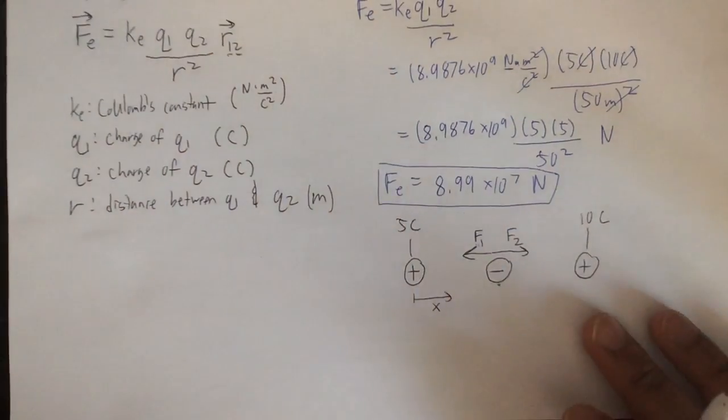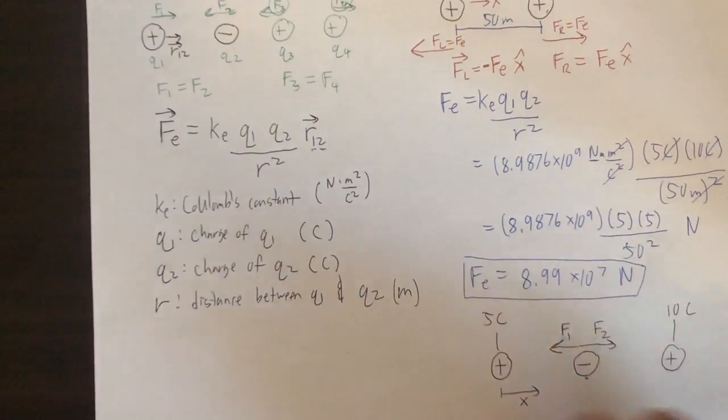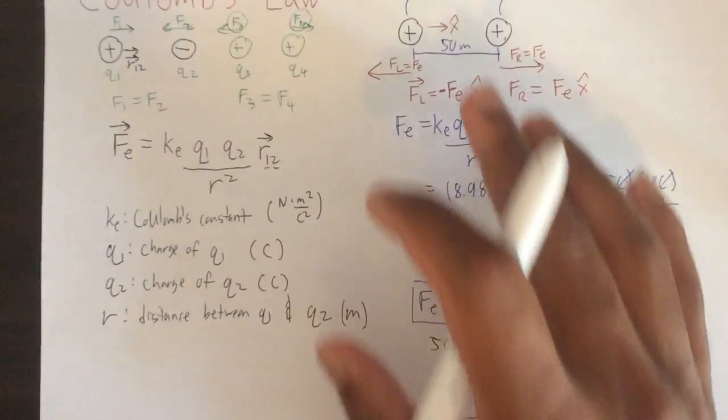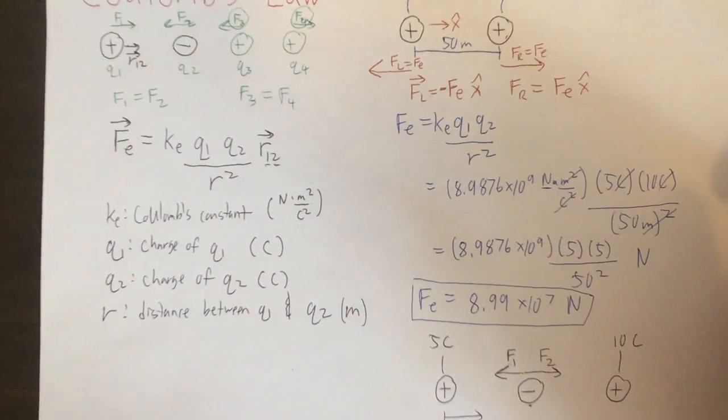Just to review what we did, we talked about Coulomb's law. We talked about its units. We talked about the vector form and the scalar form. We taught and gave an example using it.